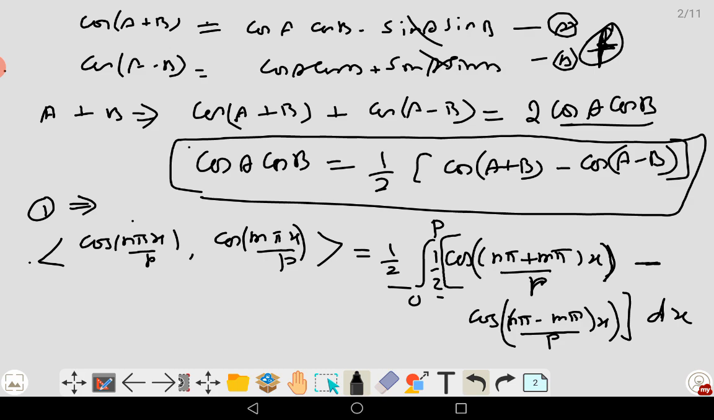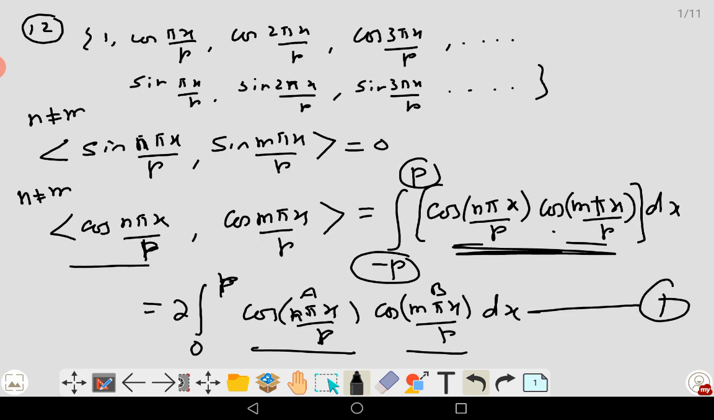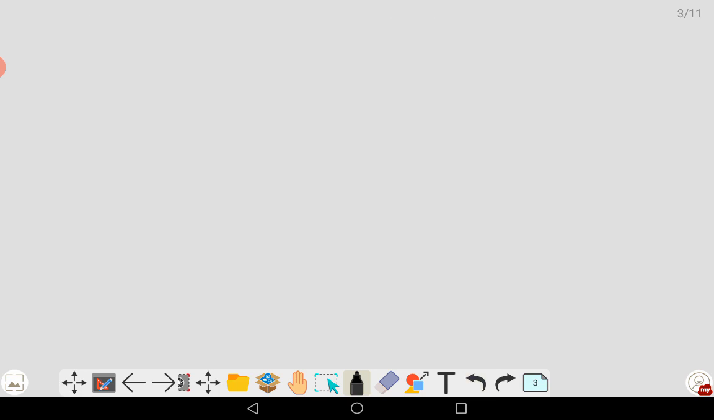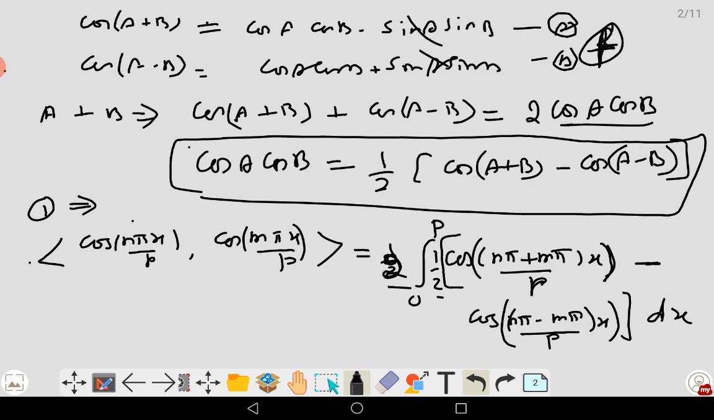Because there was another 1 by 2, oh no, it is 2 on the outside, it was not 1 by 2, it is 2. So this is 2 with 1 by 2, it will be 1. The next page you will write, which is equal to 1 from 0 to p. What we got to write is common term n plus m, common term pi over p, everything can be done.